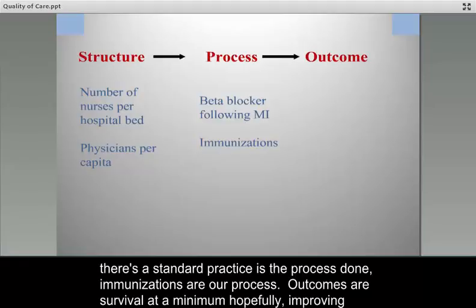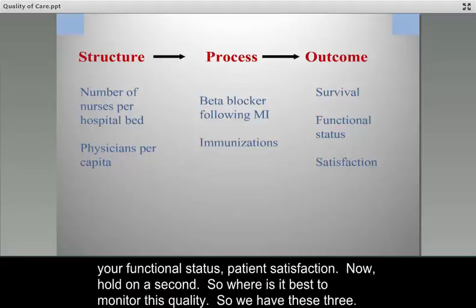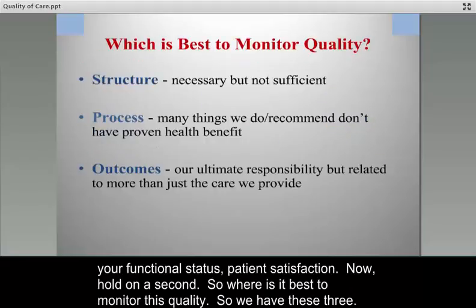Then there's process, things like giving a beta blocker following an MI, so this is becoming standard practice. Is the process done? Immunizations are a process. Outcomes are survival at a minimum, hopefully, improving your functional status, patient satisfaction. Now, hold on a second. Where is it best to monitor this quality?